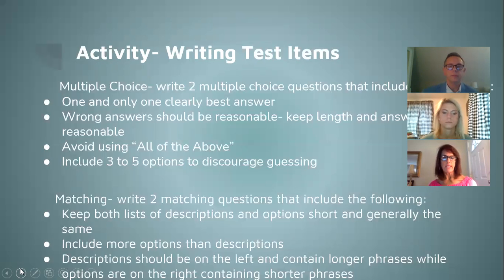The matching test items, they would write 2 matching questions that would keep both the list of descriptions and the options short. The descriptions on the left side and the options on the right side, that they would be short and generally the same length. That these test items would also include more options than descriptions. So on the right, more options than on the left, the descriptions. The descriptions should be on the left, like I said, and contain longer phrases, while the options are on the right with the shorter phrases. That's how these questions should be formatted.